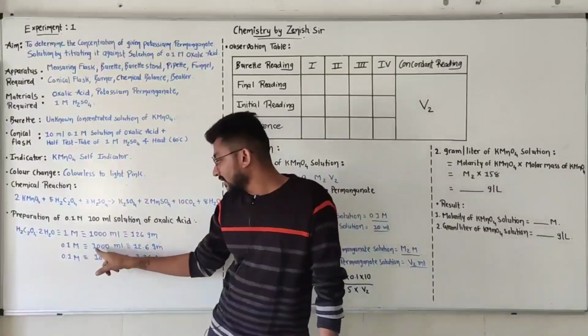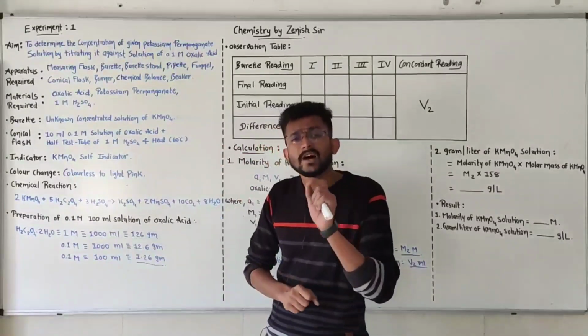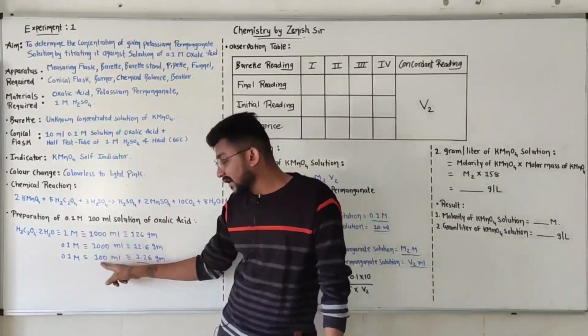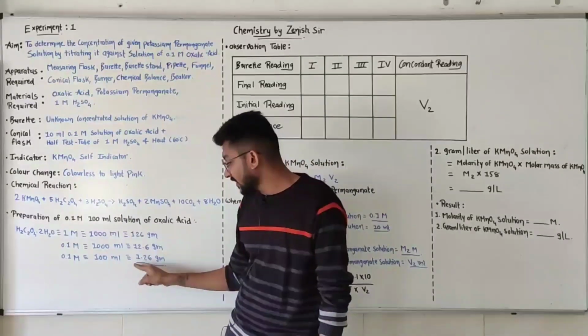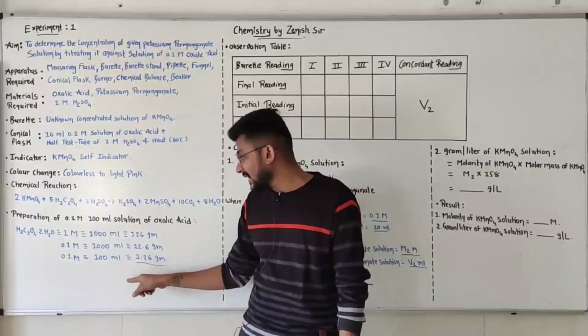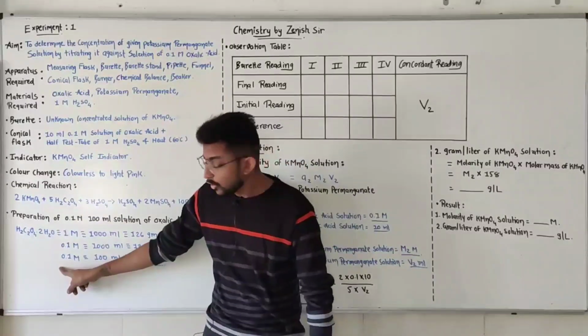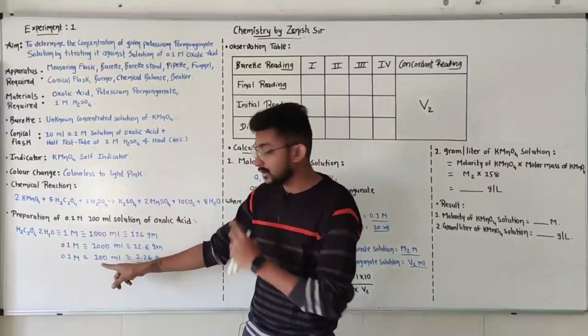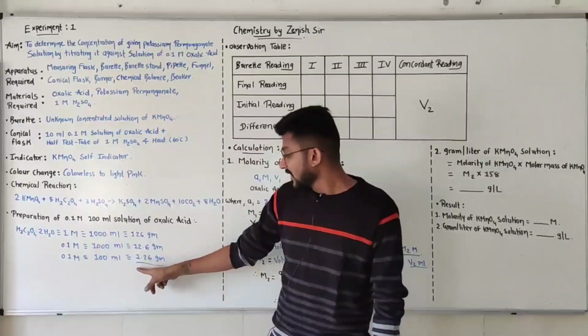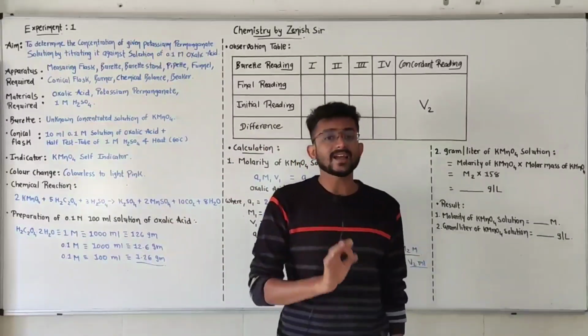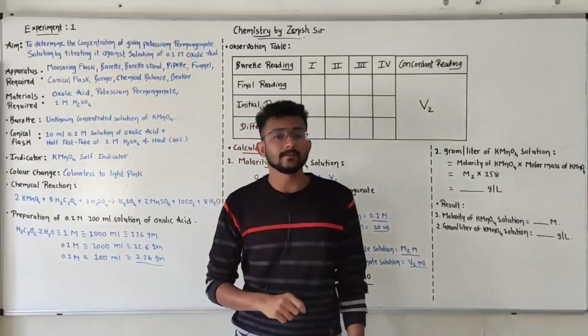Okay. But we do not want 1000 ml, we want only 100 ml. So 10 will be reduced. That's why the point again will be shifted to the left side. That's why to make 0.1 molar 100 ml solution, we will require exactly 1.26 gram of oxalic acid.